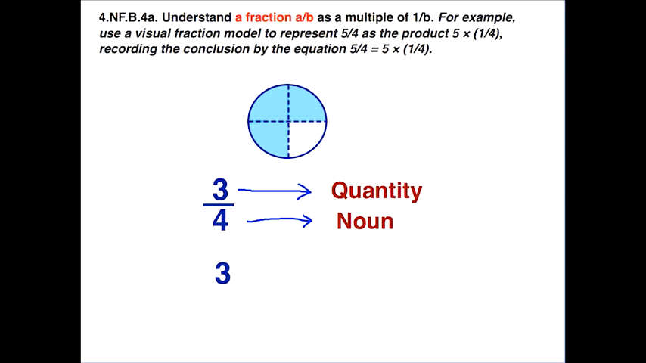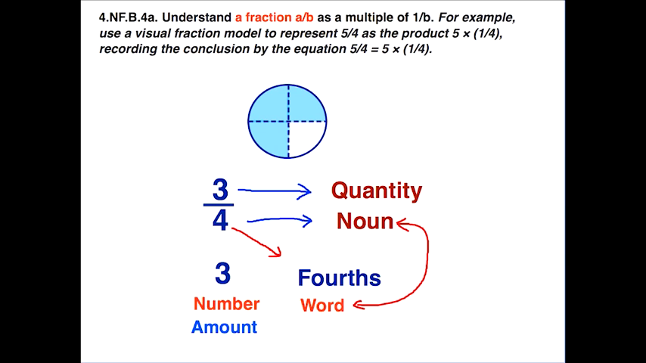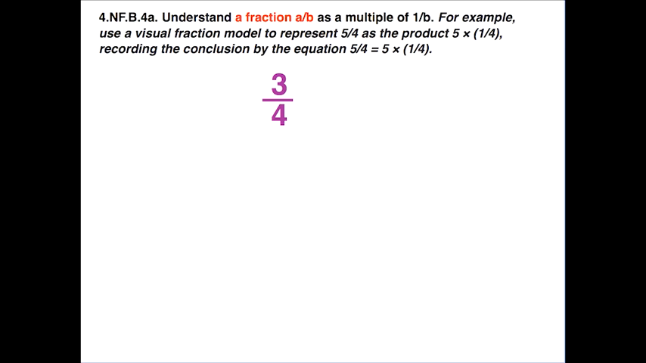Again, the 3 is a number. It is an amount. The 4, on the other hand, it's not really a 4, it's fourths. It is a word. It is a noun, a descriptor of sorts. So this fraction 3 over 4, students really need to see that as 3 fourths, not as 3 over 4 or anything like that. It's 3 fourths.